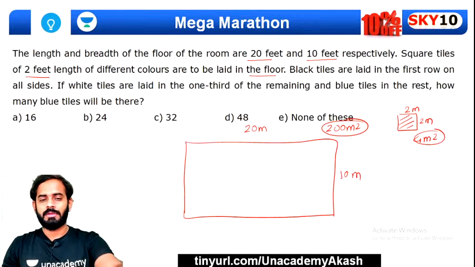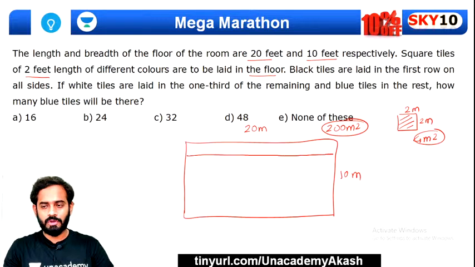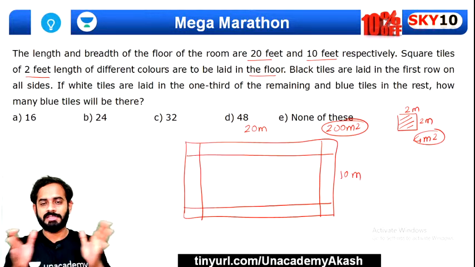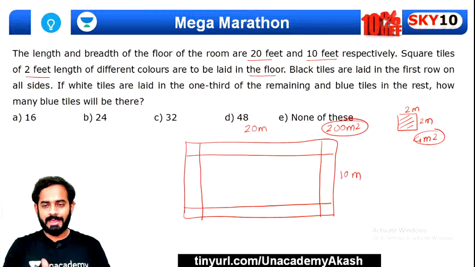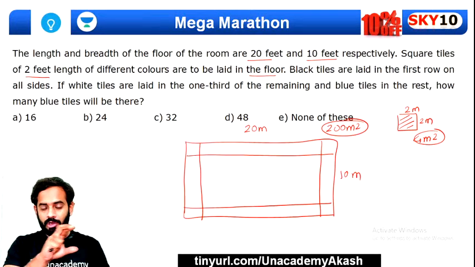Yeah, since it is given that square tiles of 2 feet length of different colors are to be laid in the floor. Okay, black tiles are laid in the first row on all sides. So let us say this is first row on all sides, right? This is first row on all sides. Now the length of this rectangle is let's say 20 meters, and the length of this one tile is 2 meters. So how many tiles can be fitted along the length?